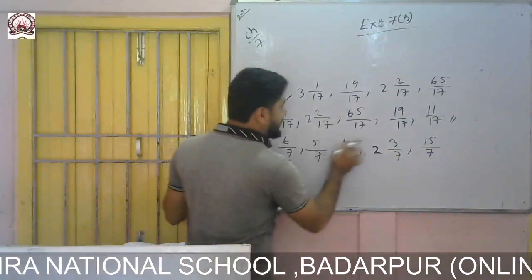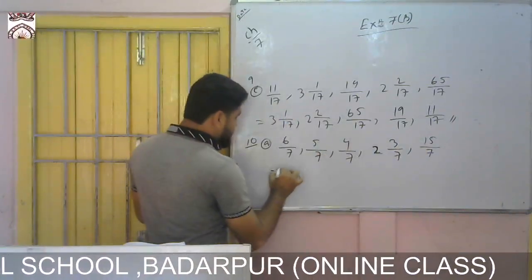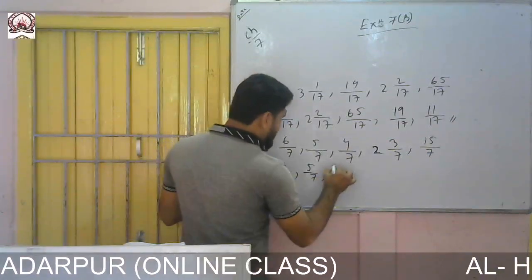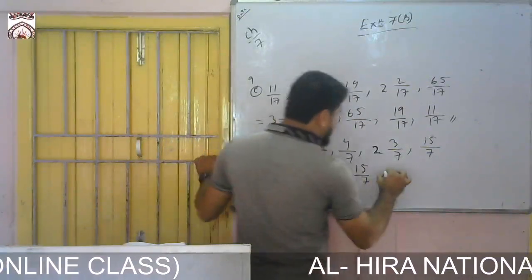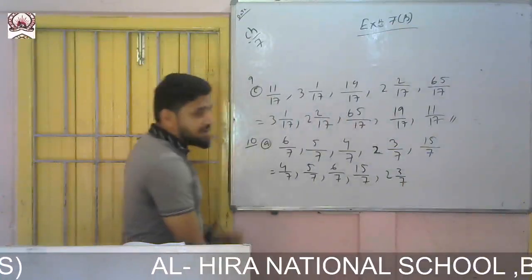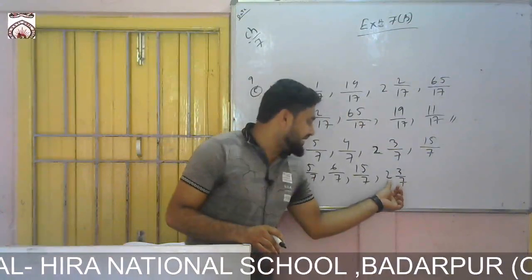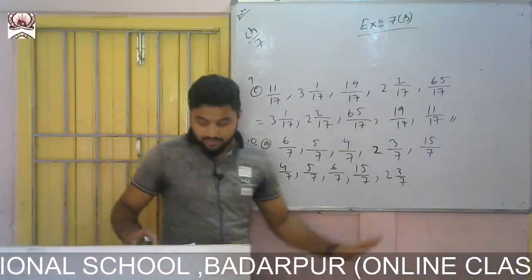So 6, 5, 4, 15. Among these, 4 by 7 will come first, then 5 by 7, then 6 by 7, then 15 by 7, then 2 3 by 7. 2 3 by 7 I wrote last. Why? Because this has one integral part and one fractional part, so this is bigger.